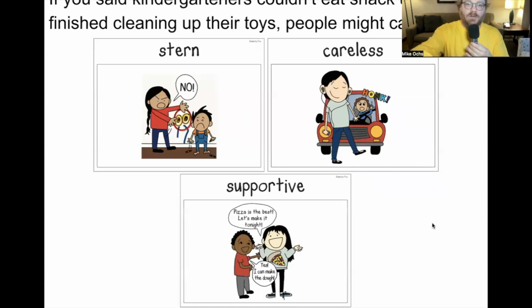Just another example. Quickly, you can see how this goes. If you said kindergartners couldn't eat snack until they finished cleaning up their toys, people might call you, what would it be? Careless, supportive, maybe probably stern. You're kind of serious about things, right? And that's what kids would respond to one another. All right, so that's fill in the blank.